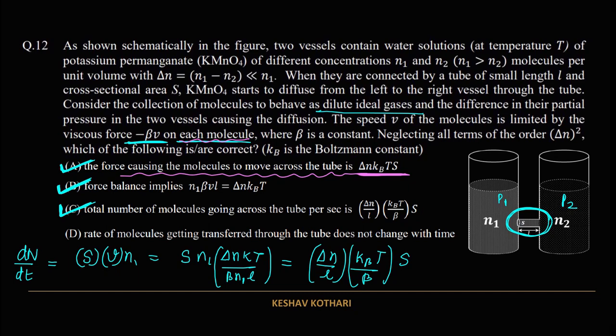Now the last part is saying the rate of molecules getting transferred through the tube does not change with time. Now this is incorrect because delta n is decreasing. Delta n, that is n1 minus n2, is going to decrease. So it is not constant with time, or it does not change with time, is incorrect. So for this particular problem, alternative A, B, C are correct.